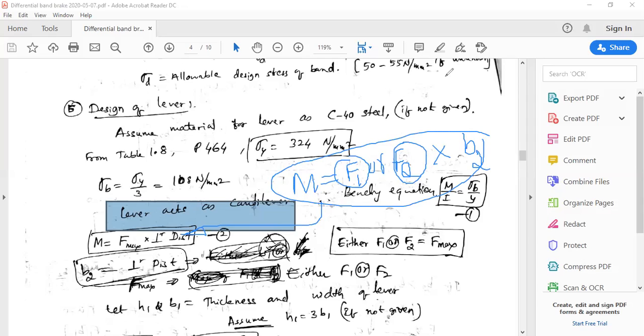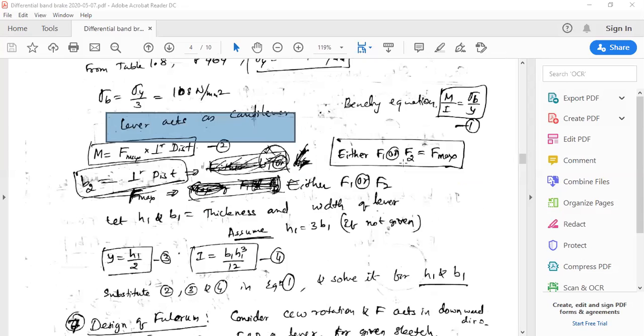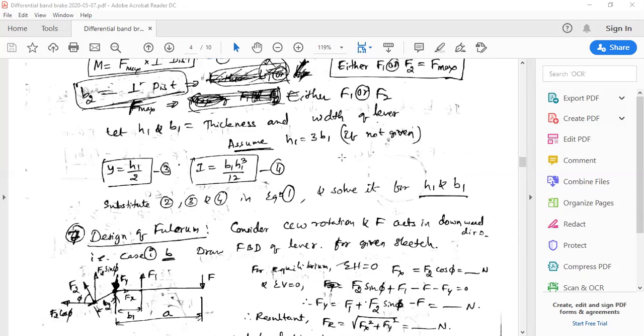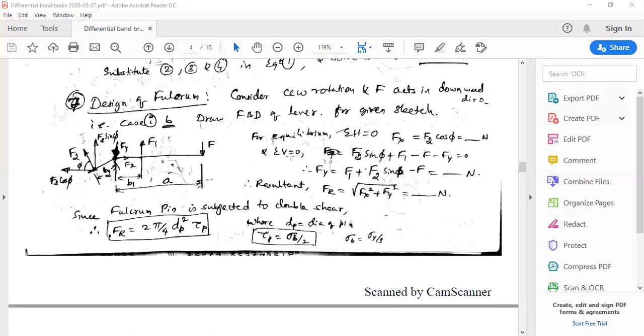And after that you have to go for the calculation of the width and thickness of the lever. Once you calculate the width and thickness of the lever, here you have to assume the material for the lever as C40 steel or C30 steel, and the appendix table that you have to refer to is page number 463, 464, like that.